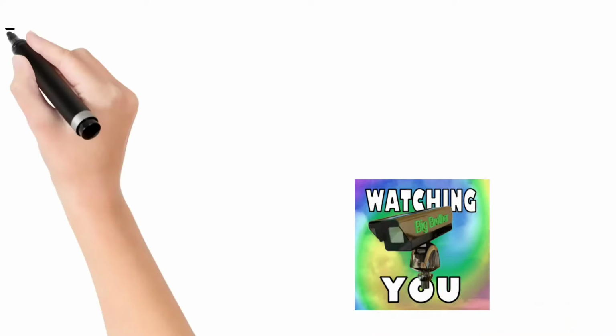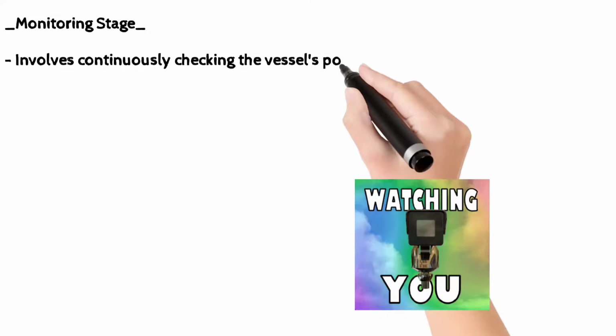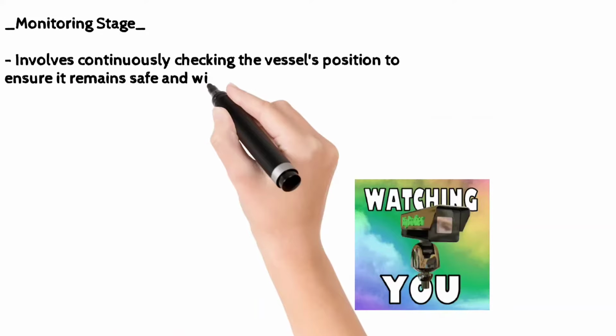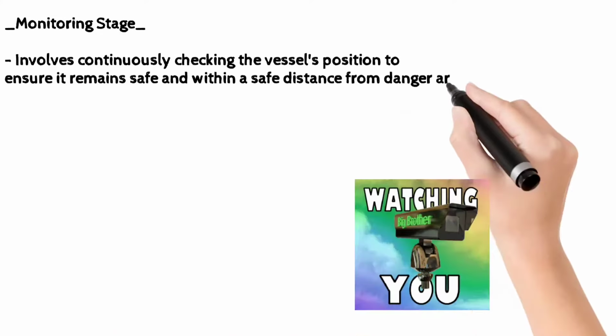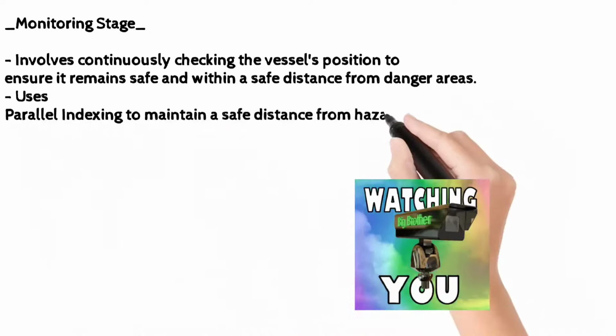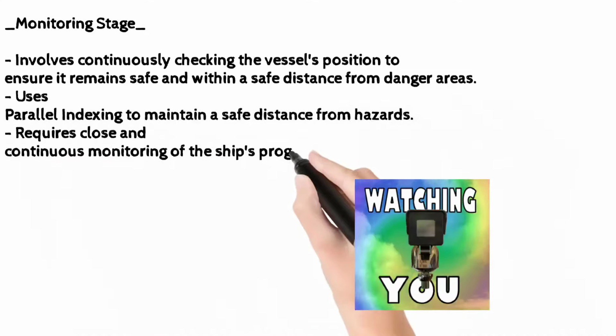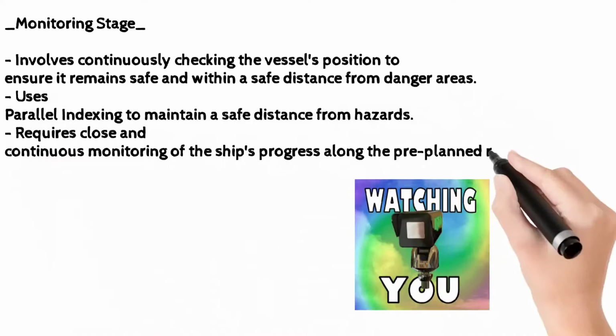Now we will be discussing the monitoring stage. It involves continuously checking the vessel's position to ensure it remains safe and within a safe distance from danger areas. It uses parallel indexing to maintain a safe distance from hazards. It requires close and continuous monitoring of the ship's progress along the pre-planned route to ensure a safe voyage.